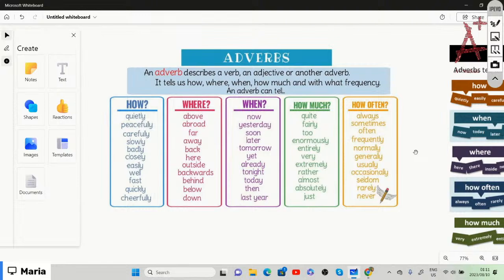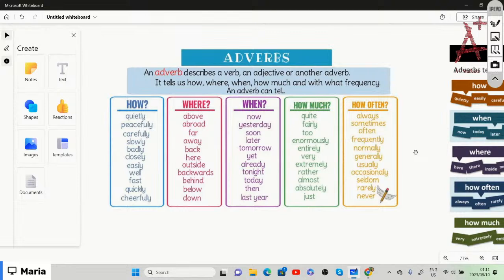enormously, entirely, very, extremely, rather, almost, absolutely, and just. Right? So that is adverbs that tell us how much.